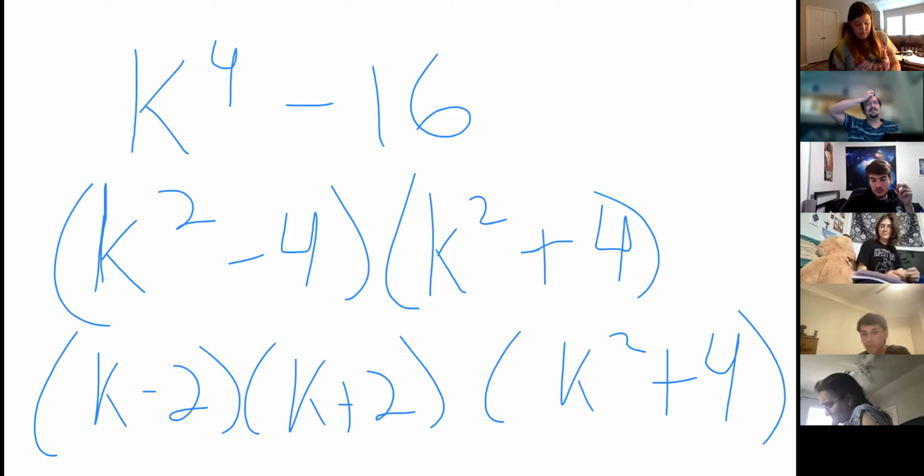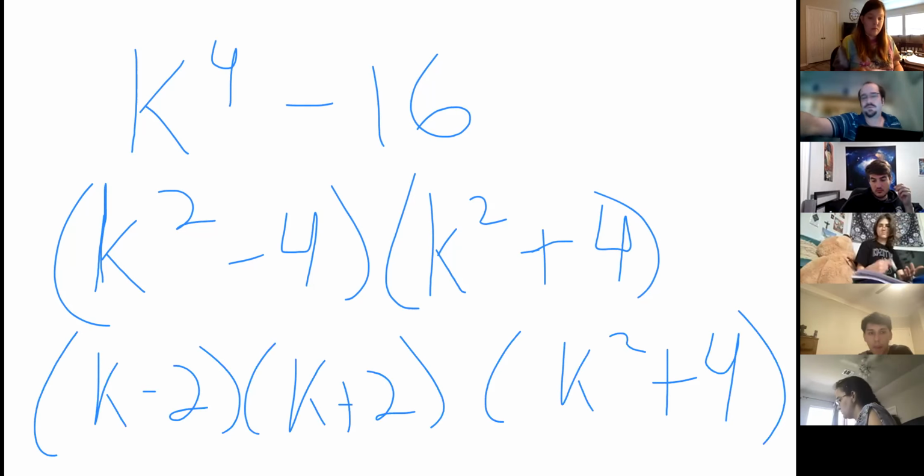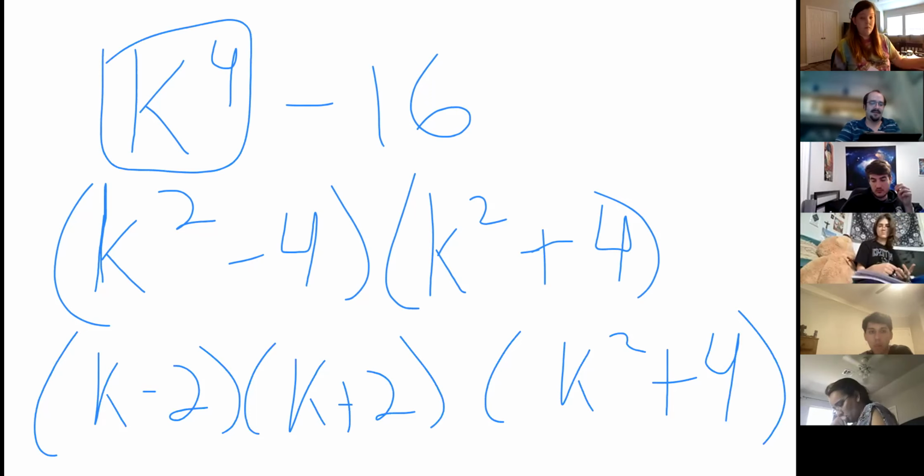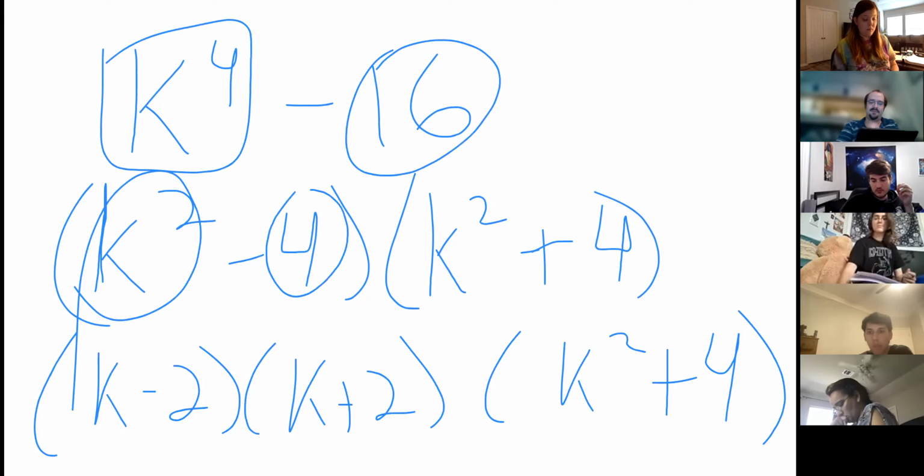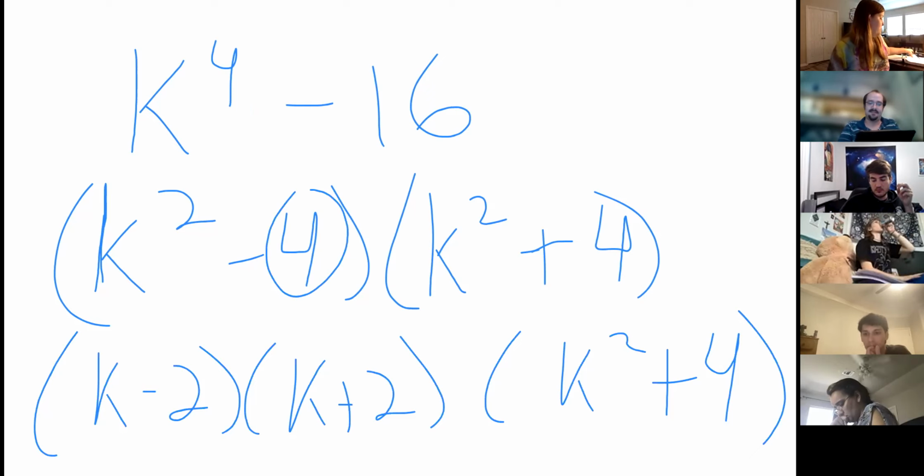Yep. So I think we did something pretty similar to this earlier, but this is one of those where it's nested within itself, a difference of squares nested within a difference of squares. We're looking at K to the 4th. The square root of K to the 4th is K squared. We're looking at the 16. The square root is 4. And so it is that plus and that minus to get this difference of squares.